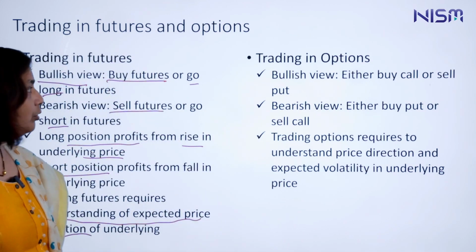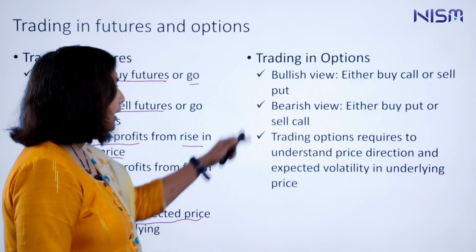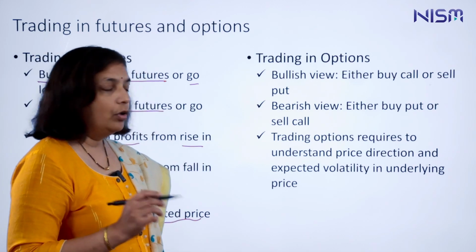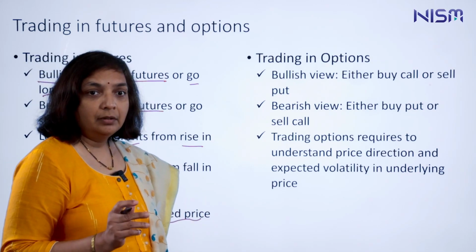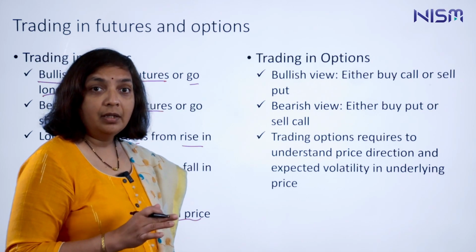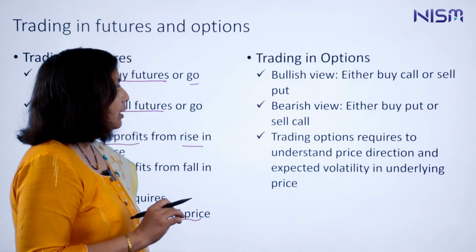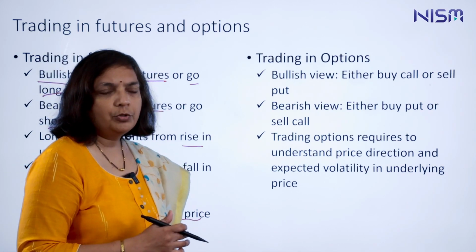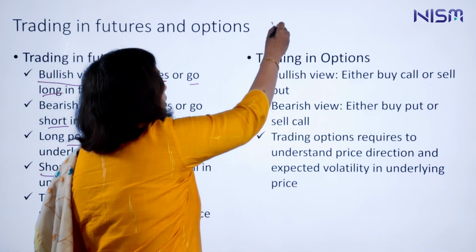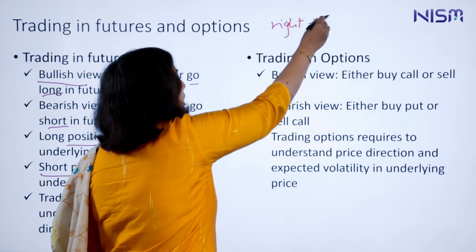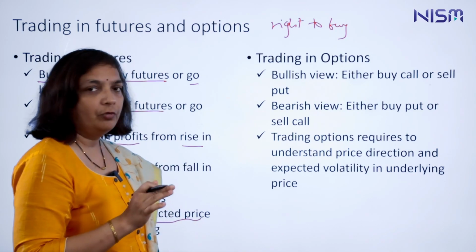Now, how do you trade in options? Here, you could either have a bullish view or a bearish view. But when it comes to options, things become a little more tricky. Why? Because unlike futures, we have two kinds of options: a call option and a put option. So let's recap. What is a call option? A call option gives the holder the right to buy the underlying asset at a predetermined price on or before a predetermined date.